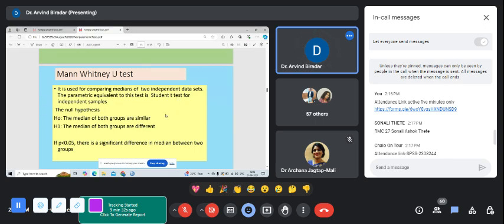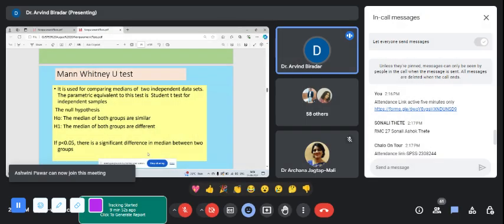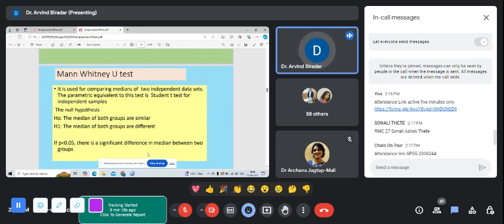Again, as I told you, the null hypothesis and alternate hypothesis relate to the median. If the probability value is less than 0.05, there is a significant difference in median between the two groups. H0 says there is no significant difference. If the p value is less than that, reject the hypothesis.